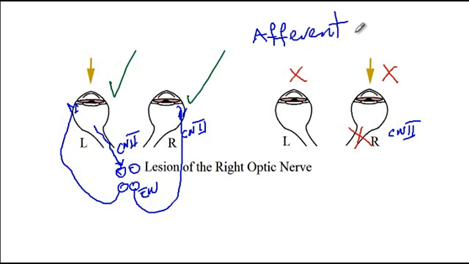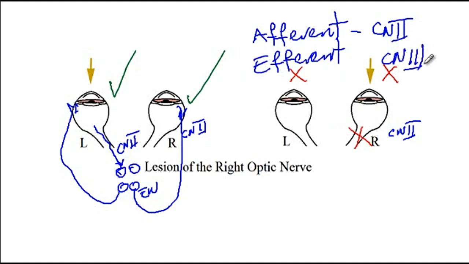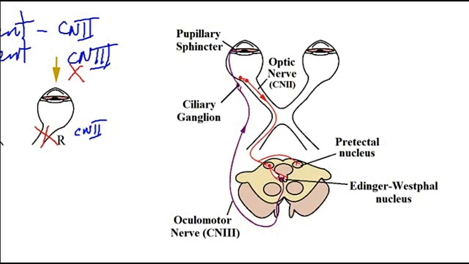So the afferent limb is by cranial nerve 2, which receives the signals, and then efferent is via cranial nerve 3, which causes the pupil constriction. So here is a summary of what I just told you again. The optic nerve is the one that is receiving the signals, so it's the afferent limb, while the oculomotor is the one that is sending signals for constricting the pupil. So this is the afferent limb.